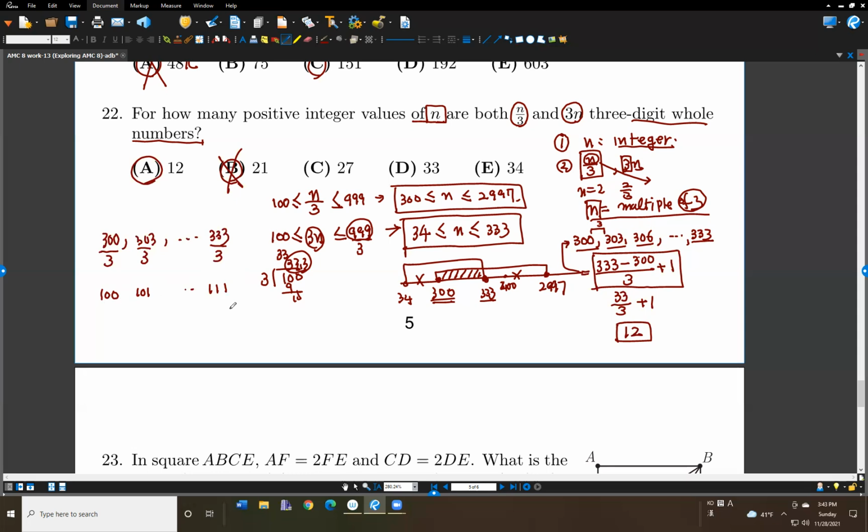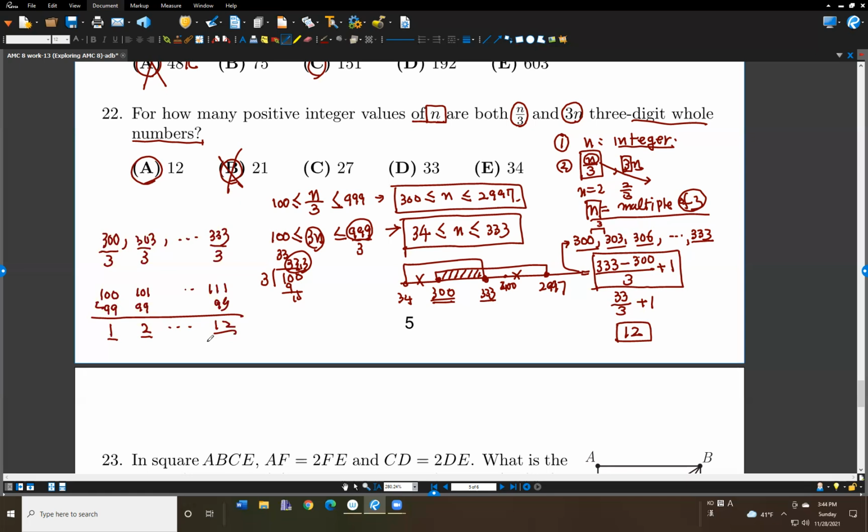From 100 to 111, what is it? 12. Or you can subtract 99, because the first number gives 1, isn't it? 100 minus 99 is 1. This is 1. This is 2. Keep going. This is what? 12. This one is easier, right? You can count it because we count from 1. The last number is 12. There will be 12 numbers.